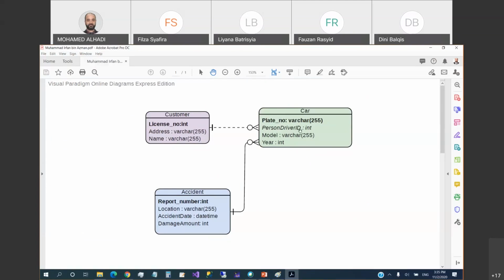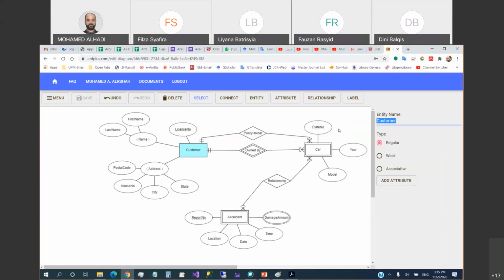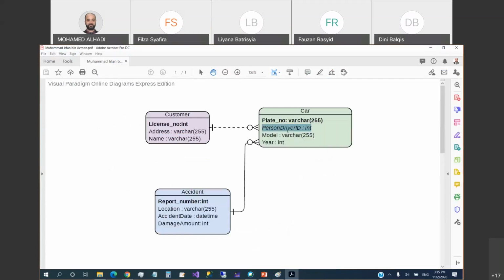And the other things, as you can see here, we have something more, which is not represented in our crow's foot model. As you can see, the car has a plate number and model only. But here the car has also a person driver ID, which is written in italic. Why in italic? To mention that this one is a foreign key, the value of this field coming from the customer. So this is extra information which is displayed when we use the Chen model.